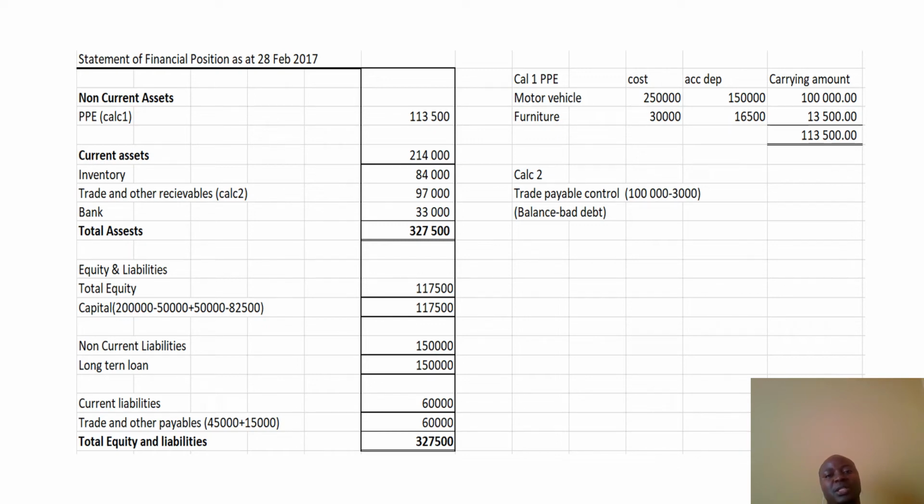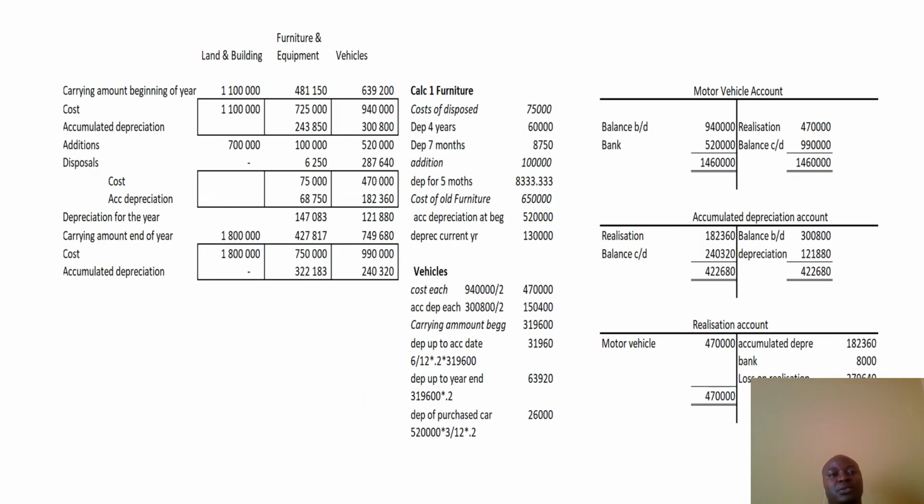Which is 327,500, 327,500. So we can proceed to the other question, which was about PPE. Very interesting question.